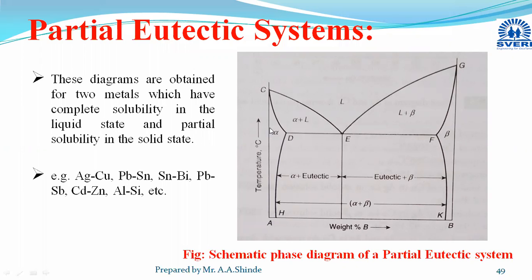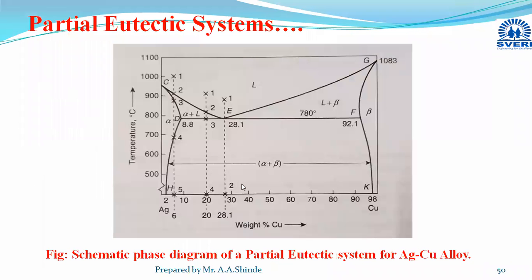And this hypoeutectic alloy region will get divided. You can mark two curves in this portion, and in this portion, one curve. In that way, I have highlighted here. This is the first curve, then second, and this is the third curve here. Similarly, you can mark these two curves in this hypereutectic part and one curve here.